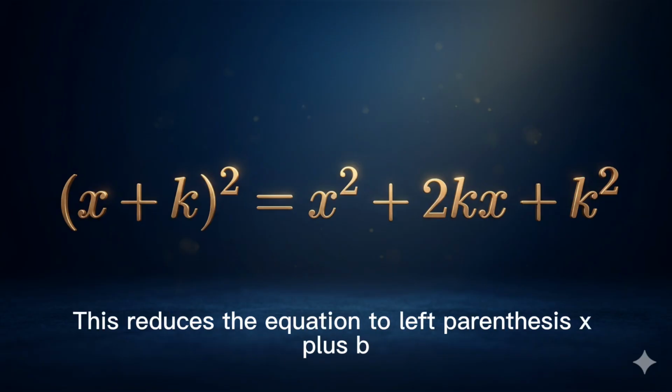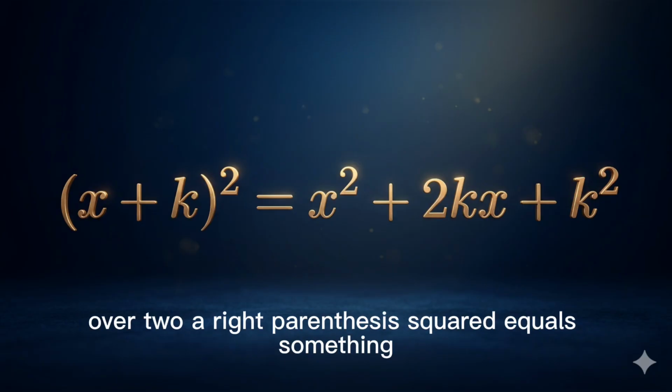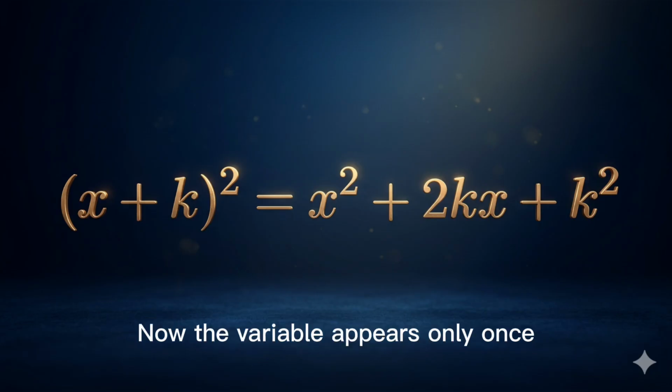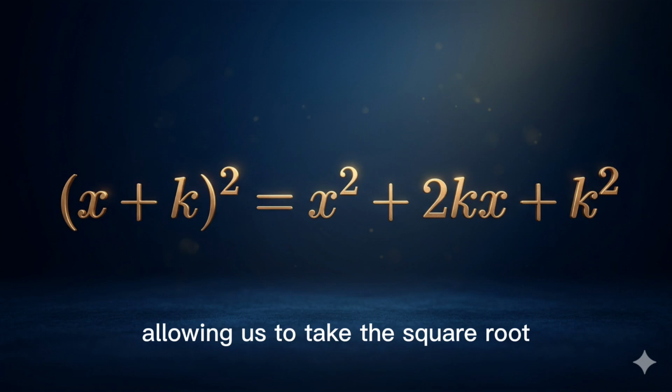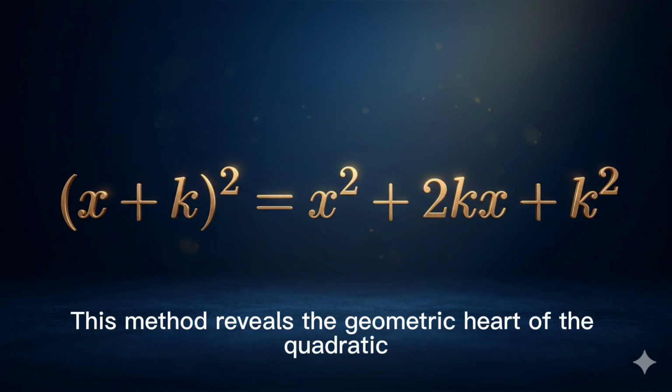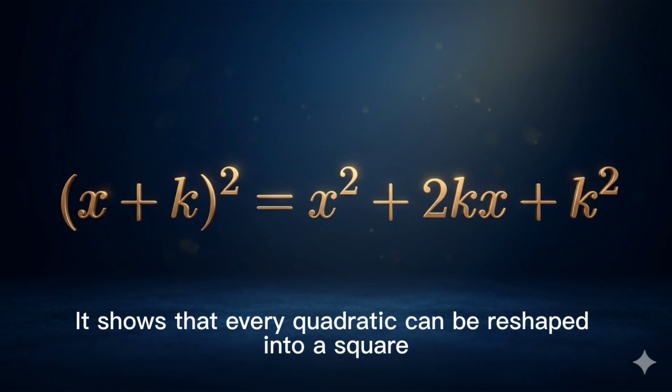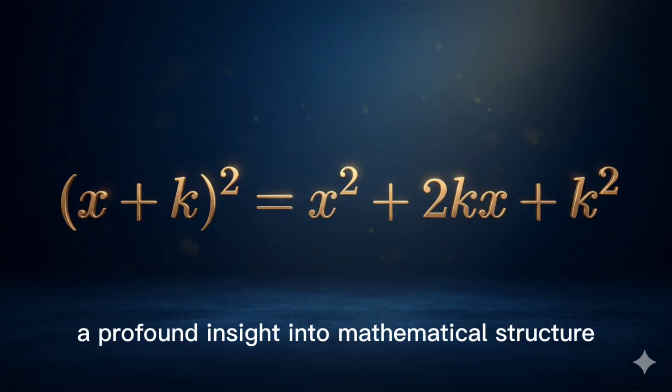This reduces the equation to (x + b/2a)² = something. Now the variable appears only once, allowing us to take the square root. This method reveals the geometric heart of the quadratic. It shows that every quadratic can be reshaped into a square, a profound insight into mathematical structure.